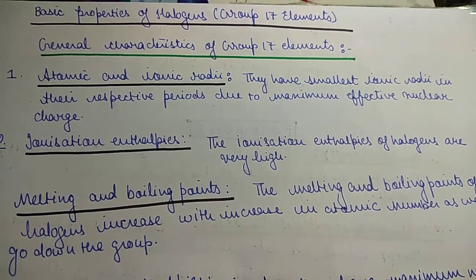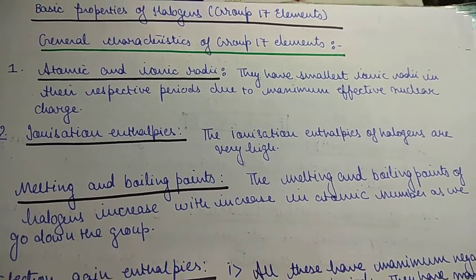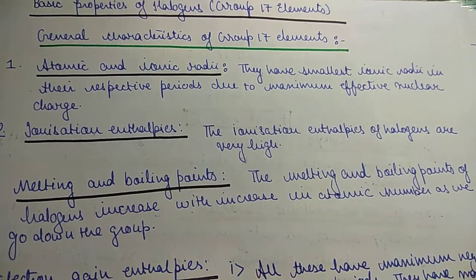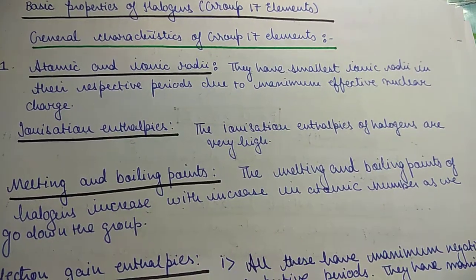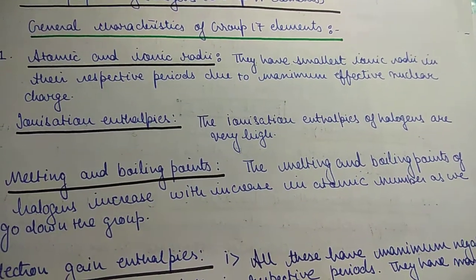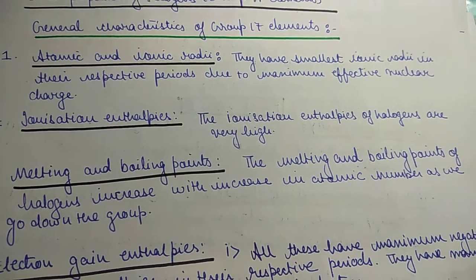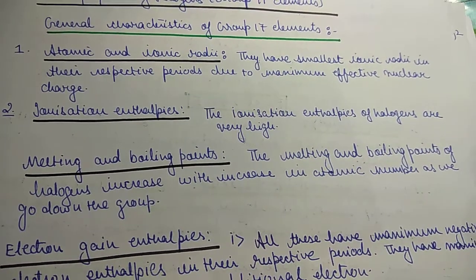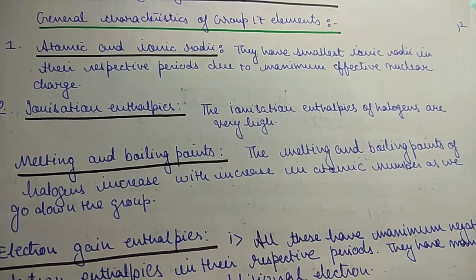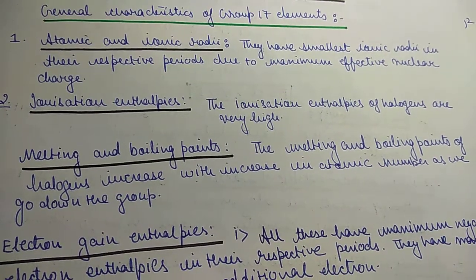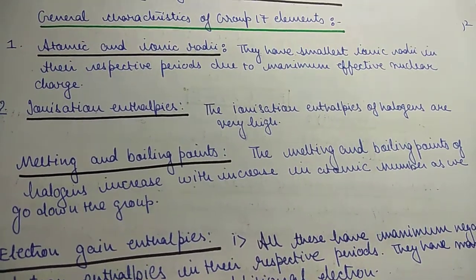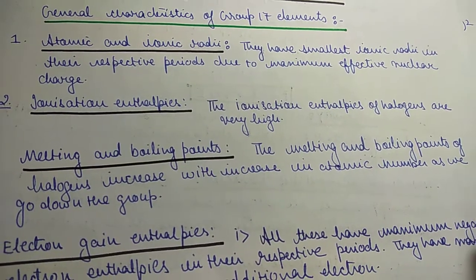We have reached basic properties of halogens, group 17 elements. So what are the general characteristics of group 17 elements? At their atomic and ionic radii, they have the smallest ionic radii in their respective periods due to maximum effective nuclear charge.